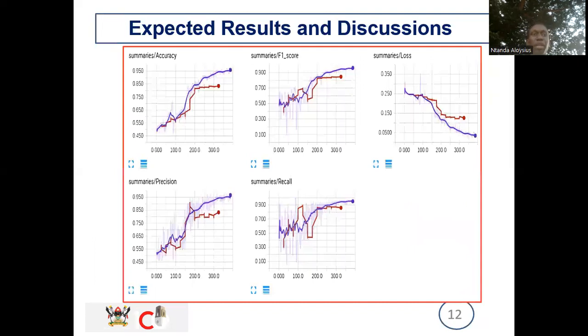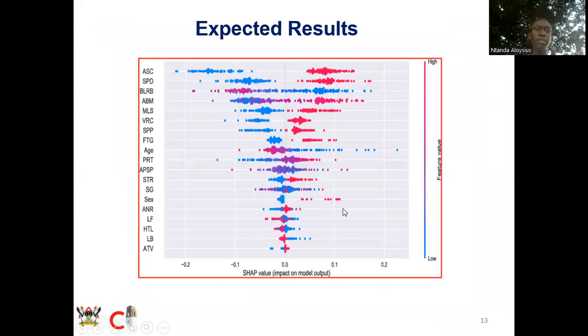Then here are our expected results and discussions. Our model's accuracy will be high, to have a high F1 score. Then to have a low loss, high precision, and a high recall. These are some of the expected results. This SHAP plot basically shows how each feature of the data contributed to the building of the model, as you can see here.